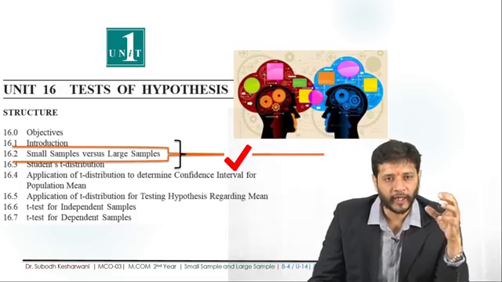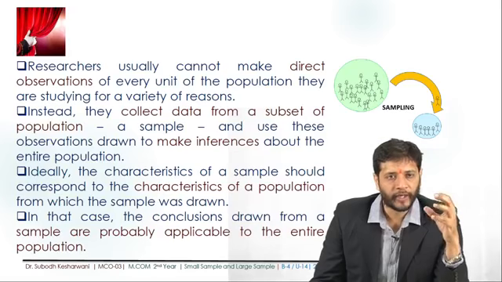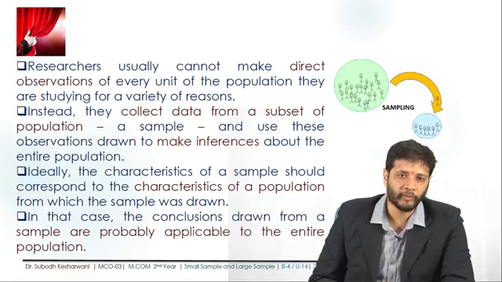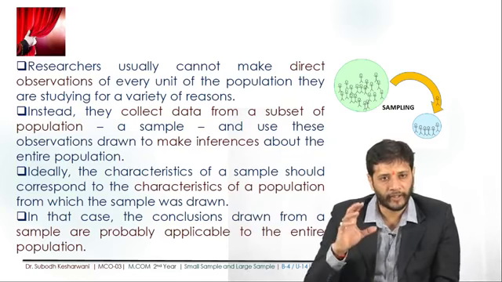So this is what exactly we have covered. This is part of our unit 16, and we are emphasizing more on small samples versus large samples. And this is quite important because researchers usually cannot make direct observations of every unit of the population they are studying for a variety of reasons.